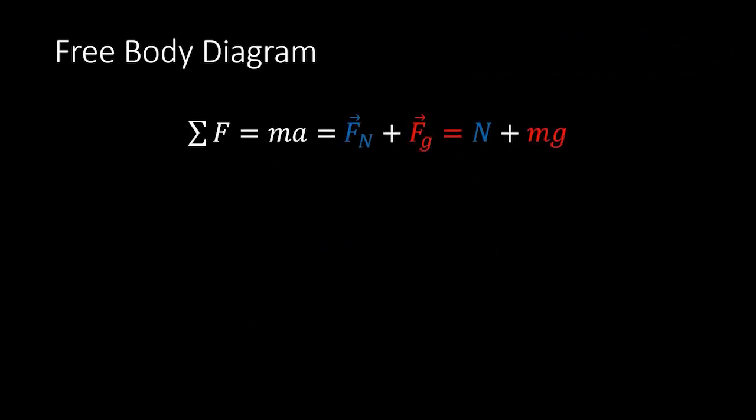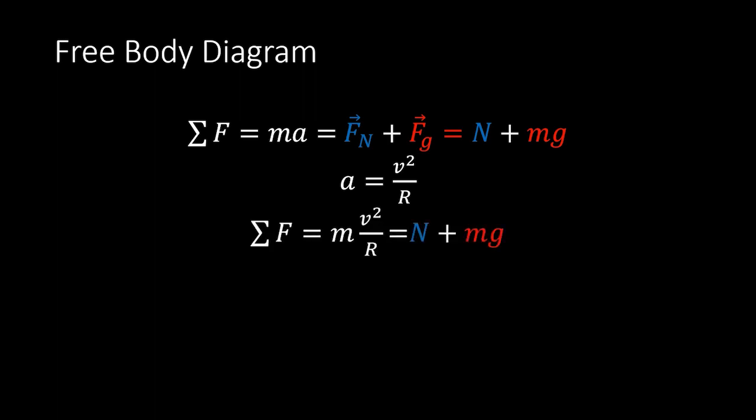We're going to denote the normal force as N and the gravitational force as the mass of the block times the acceleration due to gravity, mg. We know that the acceleration, or the a term, can be written as the velocity squared over r, where r is the radius of the loop. Plugging that in, we'll get that mass times the velocity squared over r equals N plus mg.